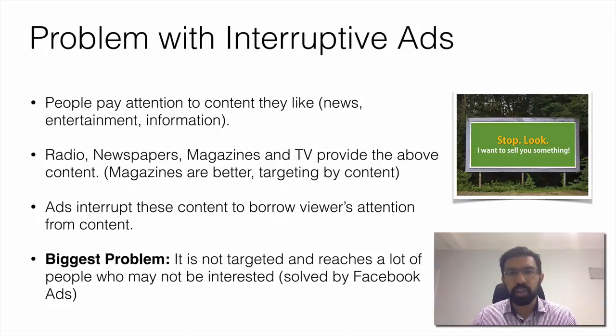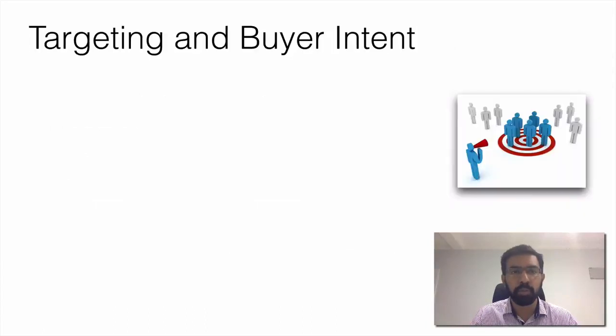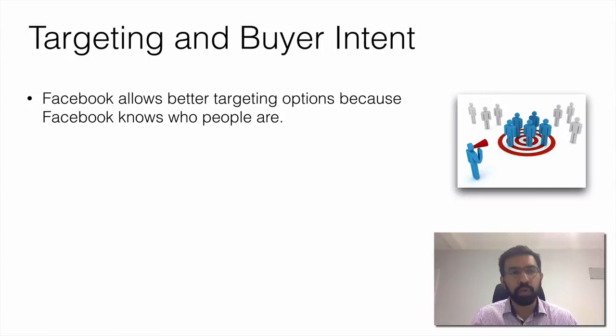So that's the problem with interruptive ads, and interruptive ads work when the target customer is clearly defined, such as with Facebook ads. But the general idea when it comes to advertising or marketing is that the marketing message or the advertising message has to reach the target customer, and that is the biggest challenge in marketing and advertising. Search engine marketing ads are efficient because you reach the right people based on keywords. We will look more at that. So targeting and buyer intent, right? You have to reach the right target customers to get the best ROI on any type of advertising. Facebook allows better targeting options because Facebook knows who people are.